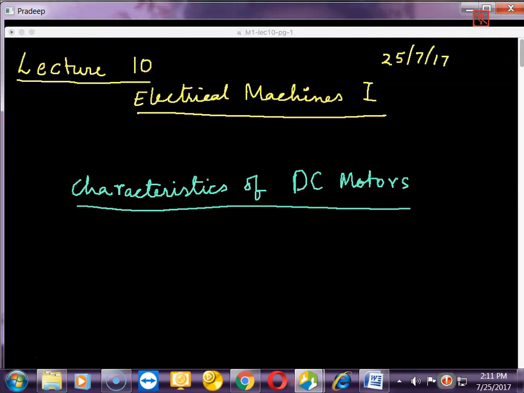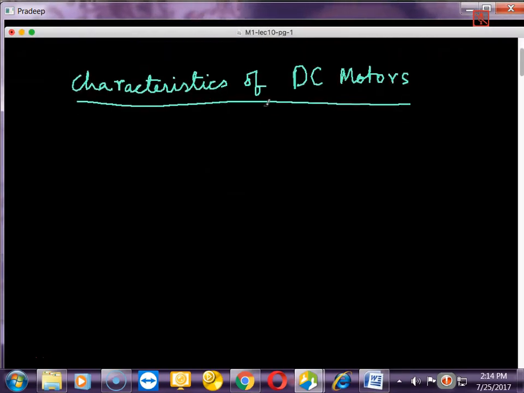Now, what do you mean by characteristics? Already you have seen characteristics of a DC generator. Characteristics means you are trying to get the performance of the machine at different conditions. Coming to the motor characteristics, there are basically three types of DC motor characteristics. What are the three types?